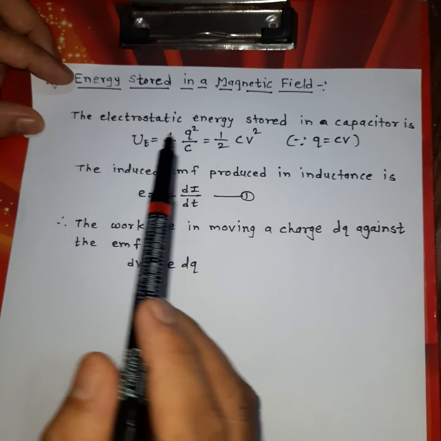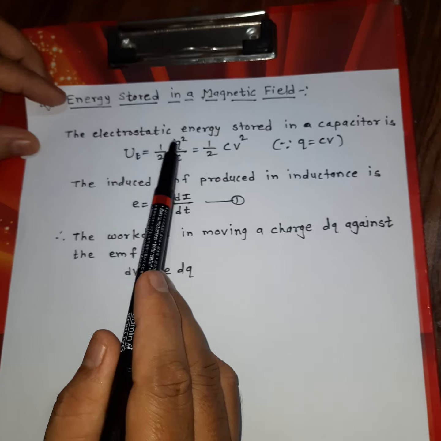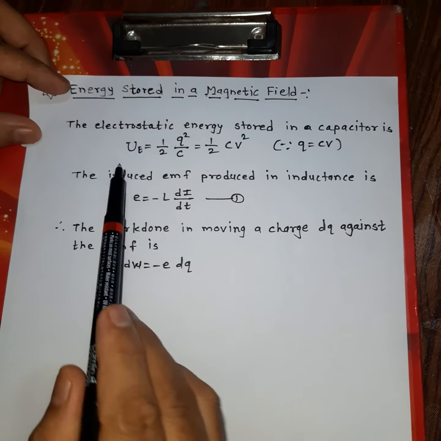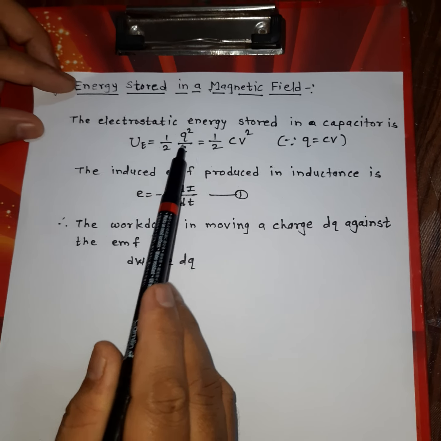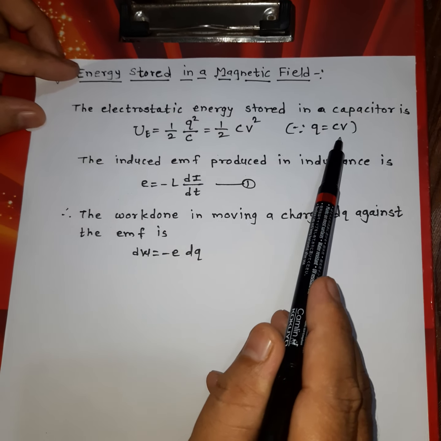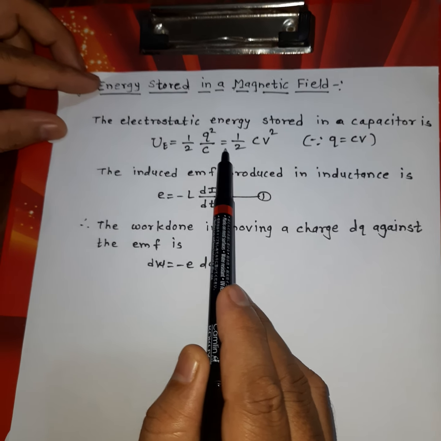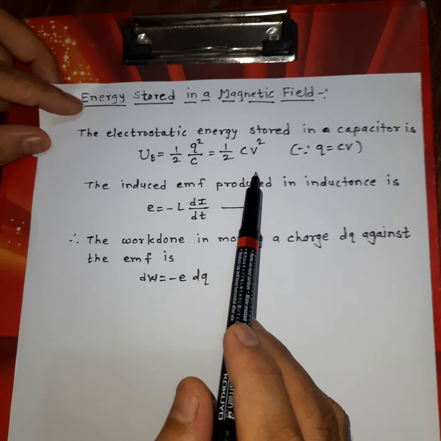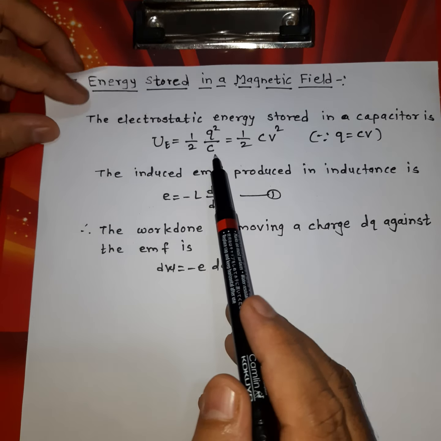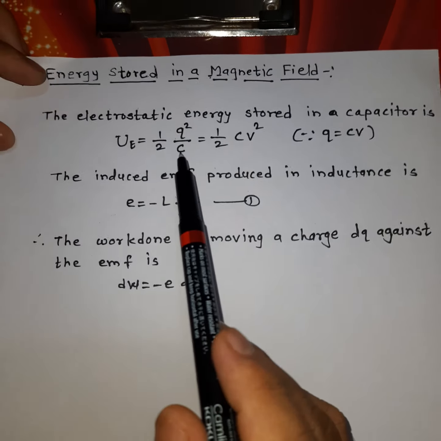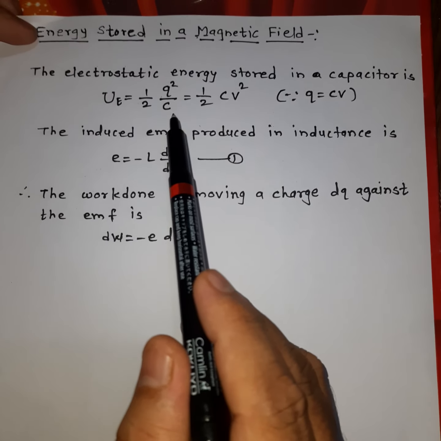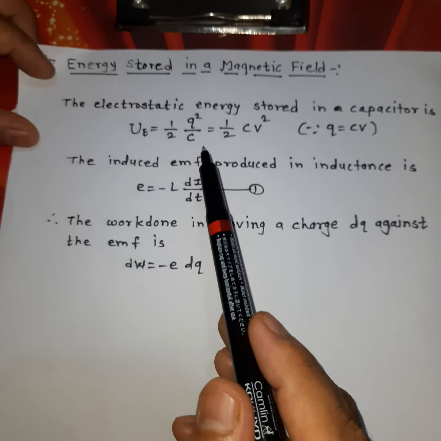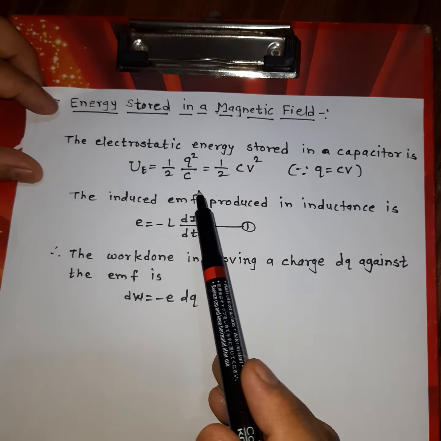In the previous chapter, electrostatics, we have taken the electrostatic energy stored in a capacitor, and that energy is given by UE is equal to 1 by 2 Q square by C. But Q is equal to CV, so another equation we get is UE is equal to 1 by 2 CV square. Now in this case we have to find out the energy required or spent to build up a current I in a circuit having the inductance L. Means if the circuit is having inductance, what is the energy spent?